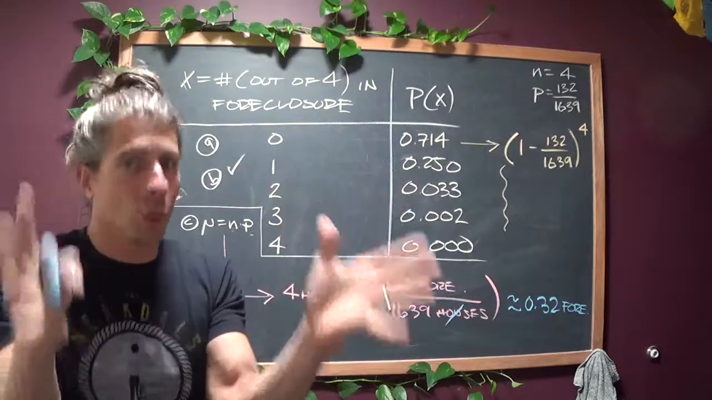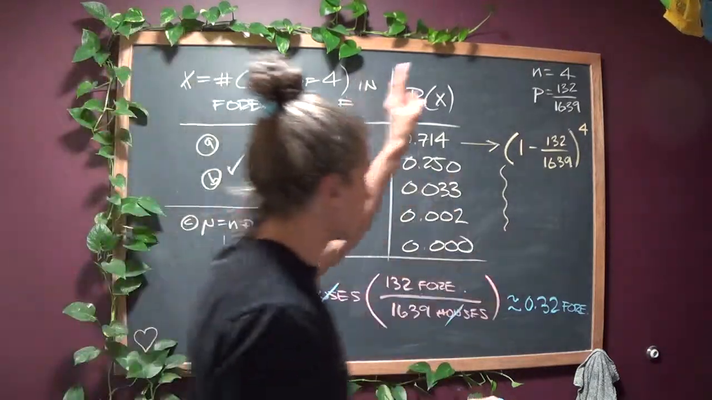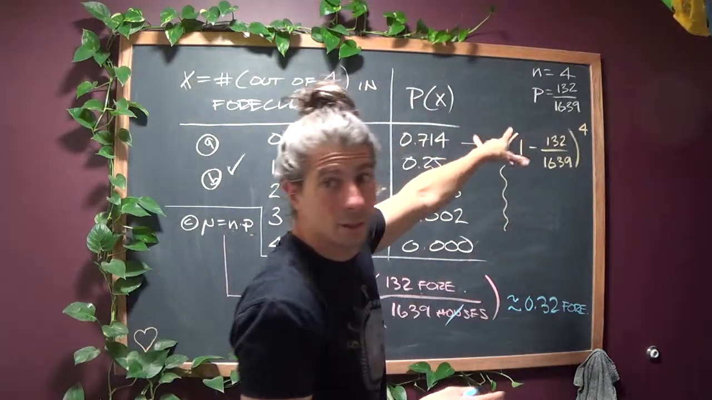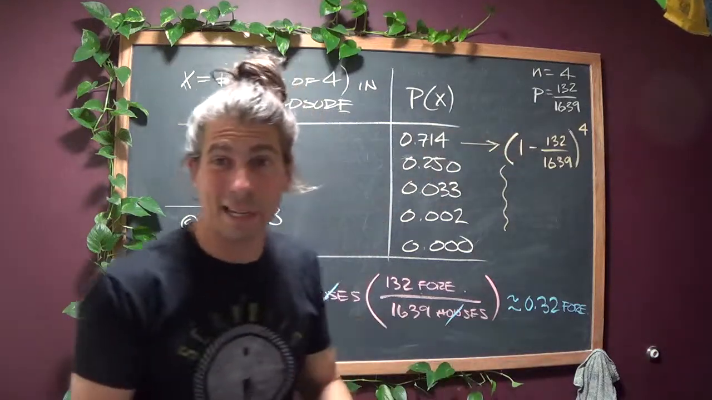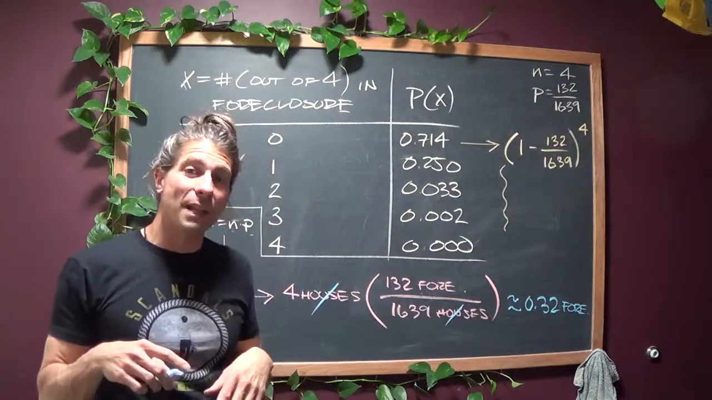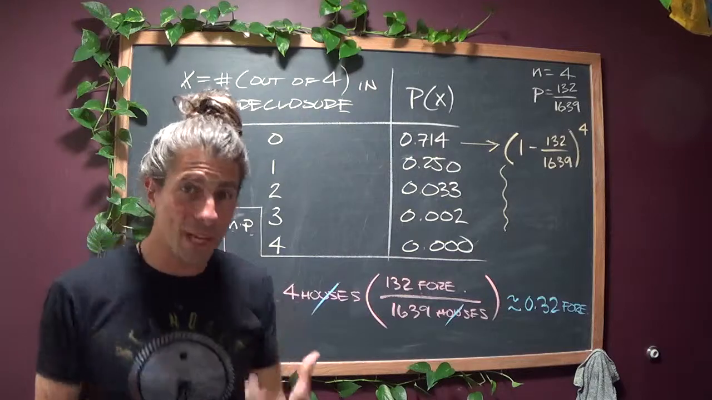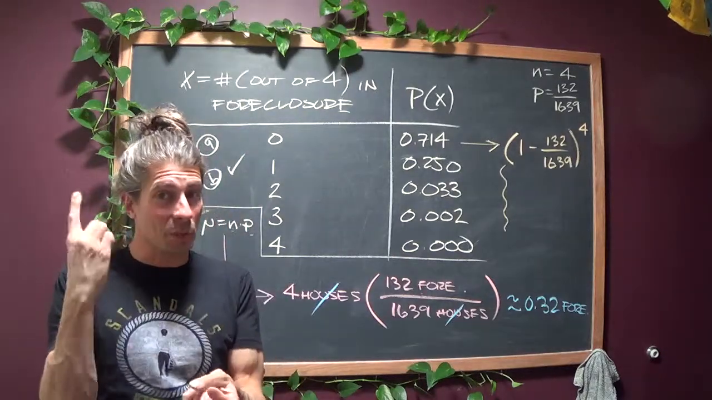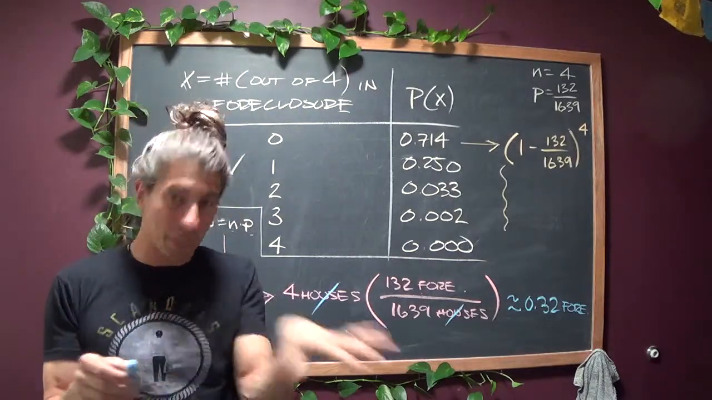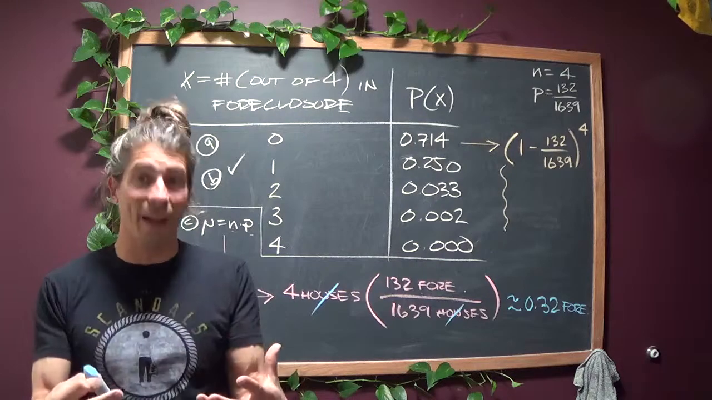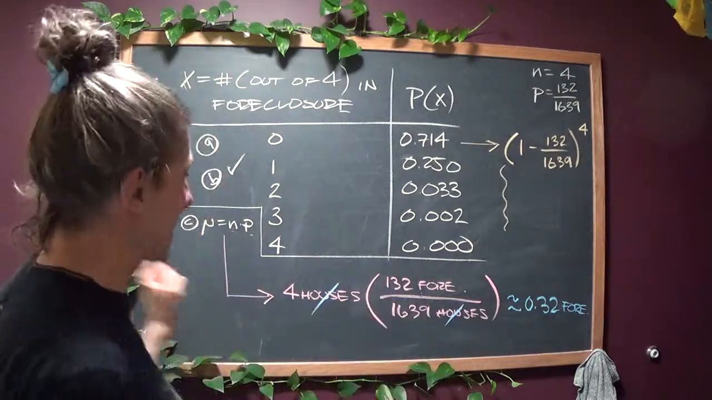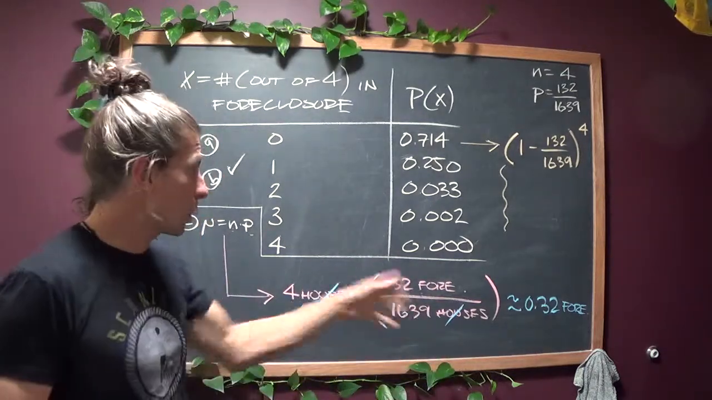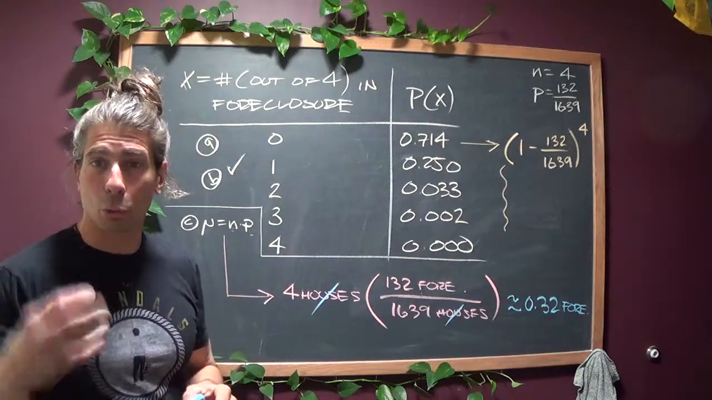Now again, hopefully that makes sense, because the rate of foreclosing, the 132 out of 1639, is hovering down below 10%. 10% meaning you'd have to grab 10 houses to expect 1. So since it's below 10%, you'd have to grab a bunch of houses in order to get 1. 4 isn't enough. So you got 0.32 of a foreclosure per 4.